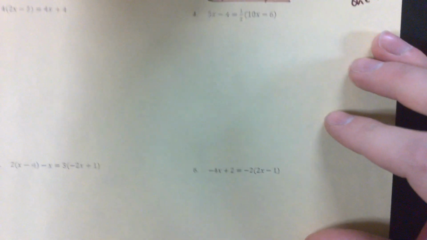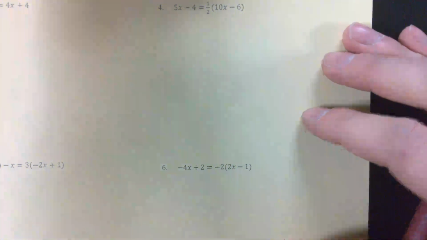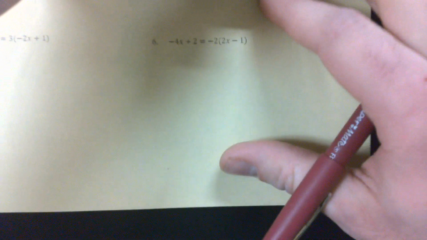Okay, I want to take a look at number 4. 5x minus 4, 5x. Actually, no. Not number 4. We already did 2 no solution problems on the warm-up. Let's do number 6. Yeah, there we go. Number 6.